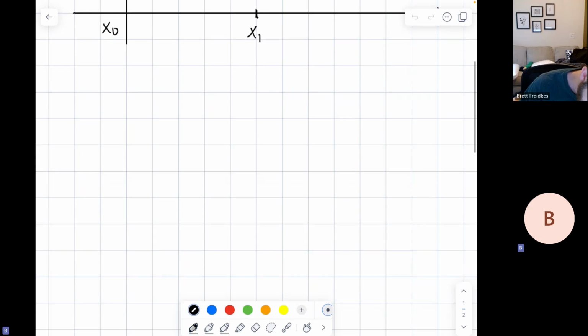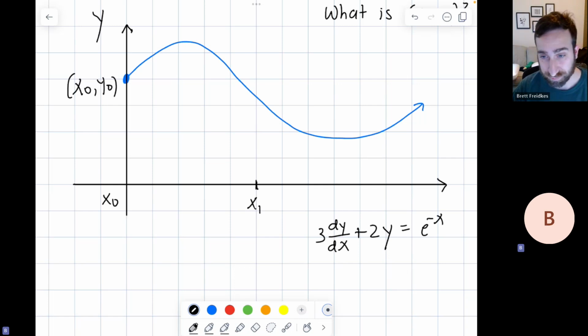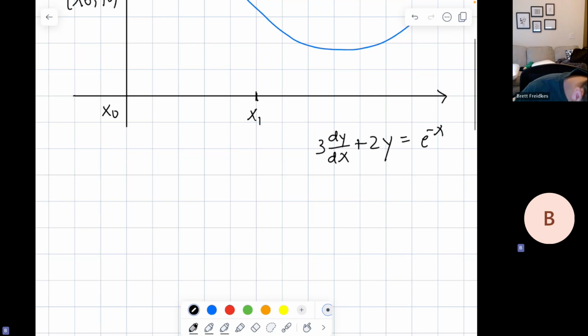So maybe I give you a differential equation that's something like 3 dy/dx plus 2y is equal to, I don't know, e to the minus x or something random like that. And if you were to go through your typical differential equation techniques, you want to find what y is. What is, and I'll put it in blue, y of x.